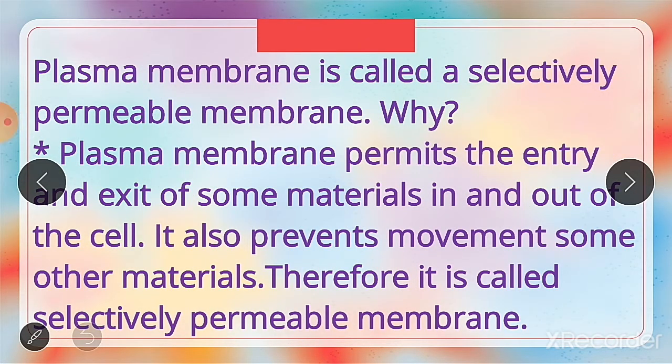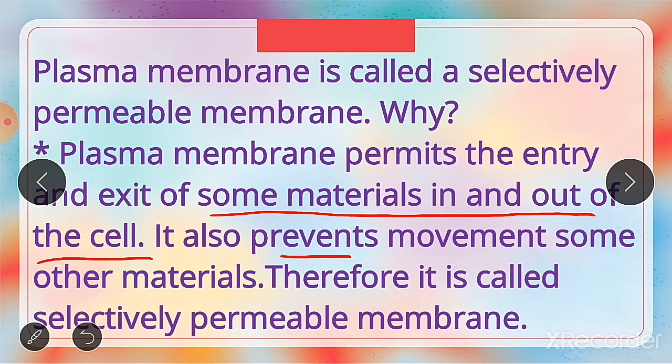The plasma membrane is called a selectively permeable membrane. Why? The plasma membrane is selectively permeable because it permits the entry and exit of some materials in and out of the cell. It does not permit all the materials to enter the cell, or all the materials to exit outside the cell. It permits only some of the materials, and it prevents the movement of some other materials. Therefore, it is called a selectively permeable membrane.